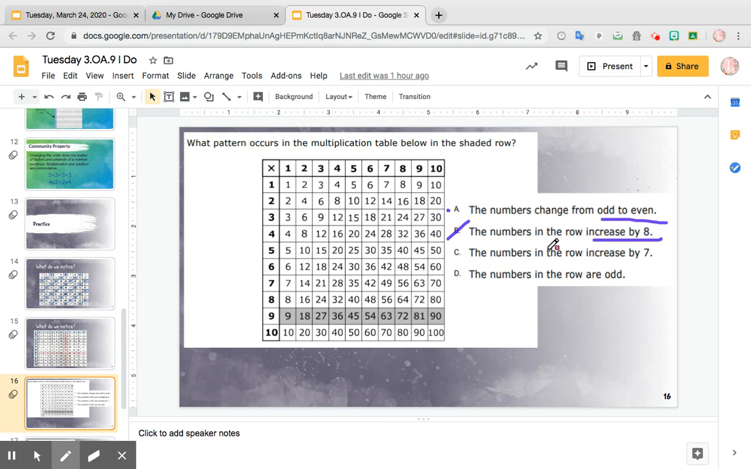C says the number in the rows increased by 7. Well, again, 9 plus 7 does not give me 18. So C can't be right. I'm not increasing by 7. D says the numbers in the row are odd. Well, let's see. Odd, even. D doesn't work because not all of my numbers are odd. So A is the correct answer.